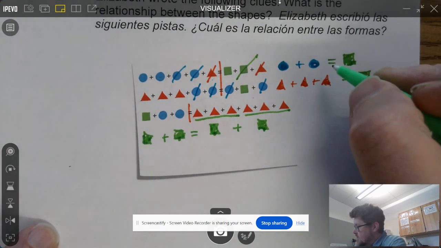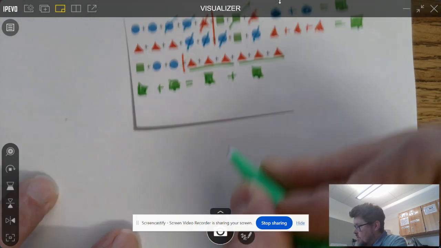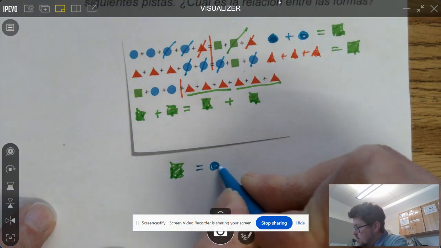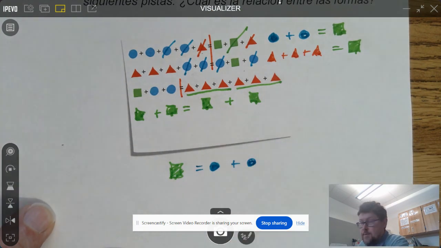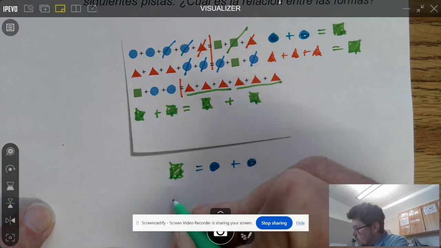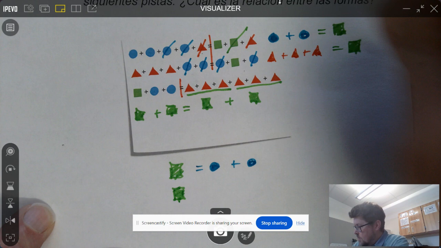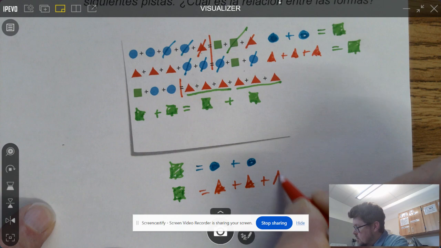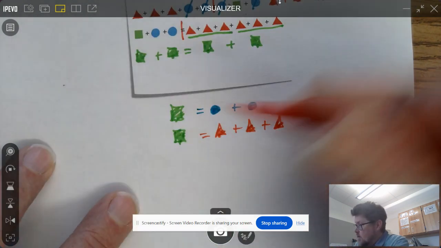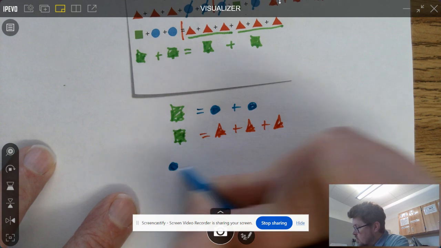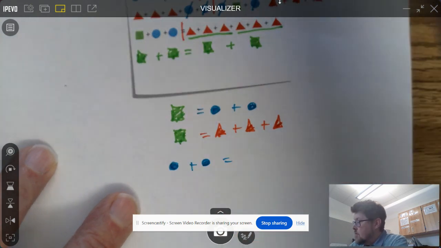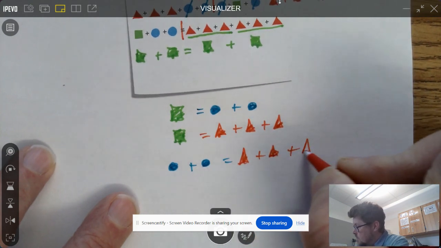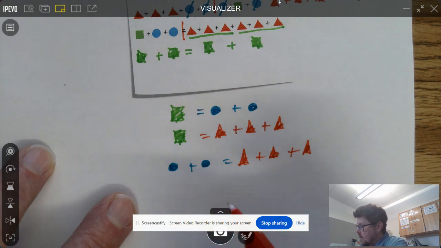So let's just kind of summarize down here, right? I can say that one green square is equal to two blue circles, right? I can also say that one green square is equal to three red triangles. And because of that, I can say that two blue circles is equal to three red triangles. Okay. I could break it down even more.